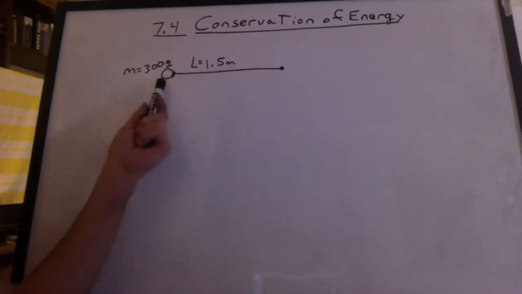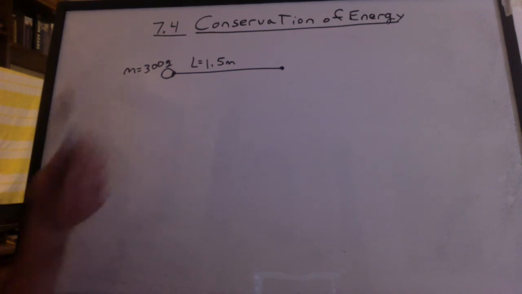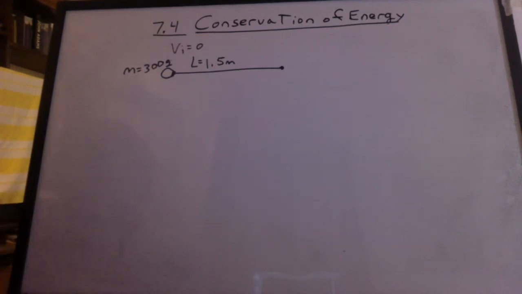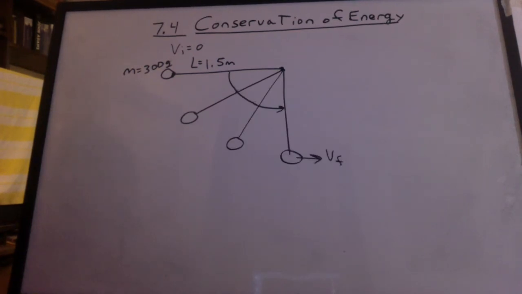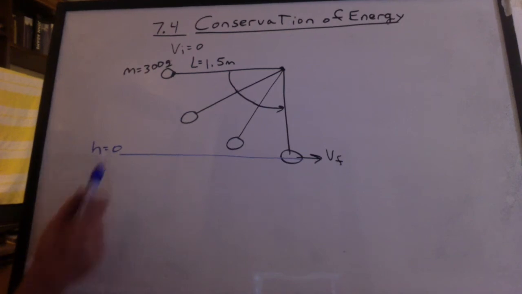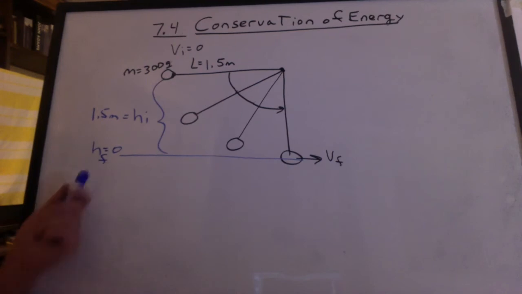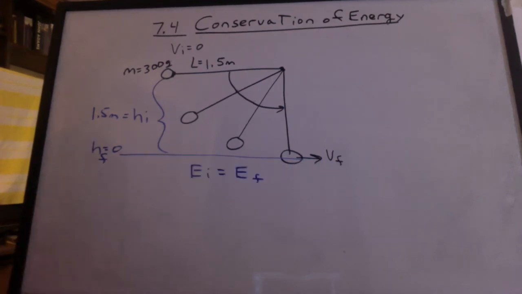Okay, so let's say I have a pendulum that's 1.5 meters long, and we have a mass of 300 grams. I release it from rest, and it starts to swing down. Let's take a look at the energies to find the final velocity. It would make sense to call the lowest position 0 height. That makes the initial height 1.5 meters and the final height 0 meters.